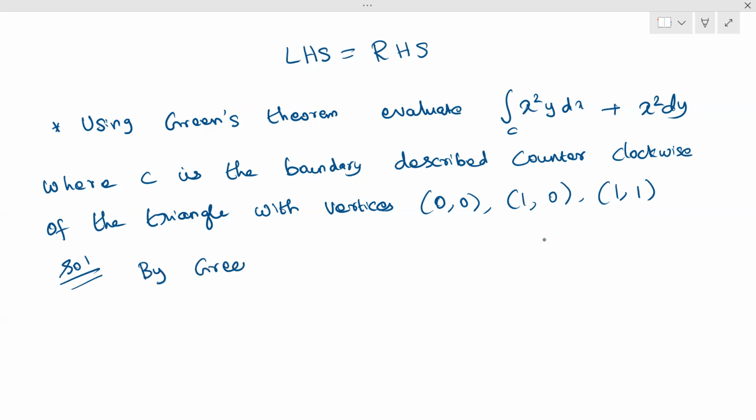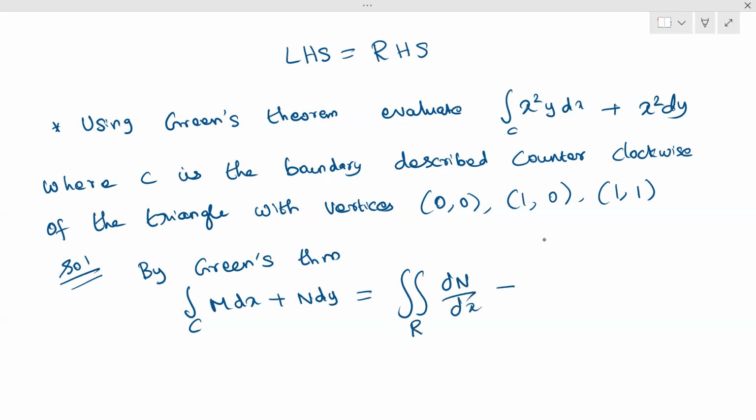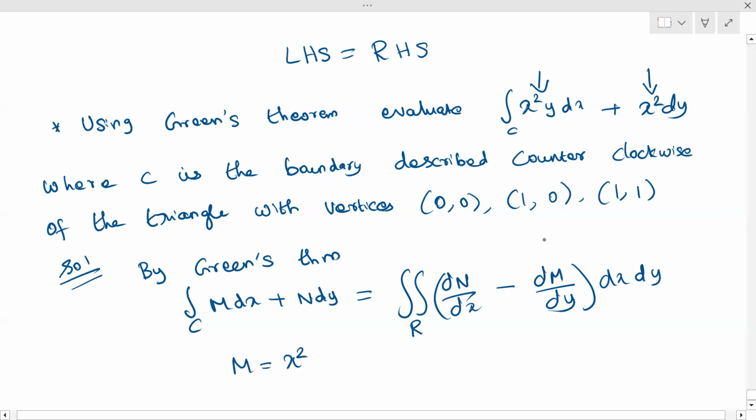By Green's theorem, the statement is: integral over C of M dx plus N dy is equal to double integral over R of dou N by dou x minus dou M by dou y dx dy. So in the given question, what is M? M equals x square y and N equals x square.